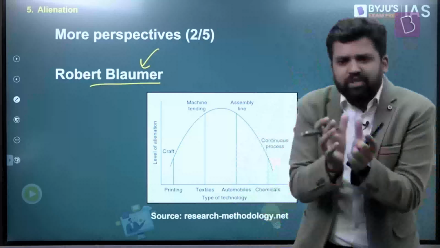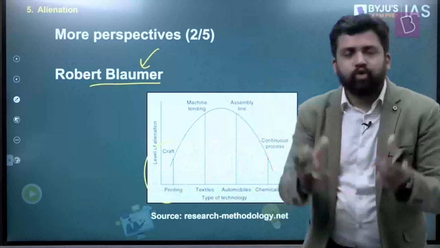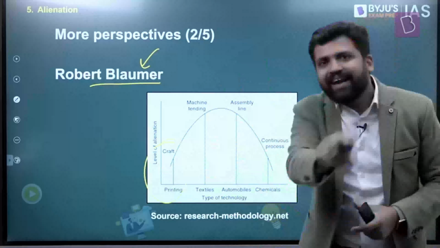In the past, when technology was less advanced, the alienation was less. For example, in the handicraft industry, you are creating everything on your own. You have complete control over things. You have complete ownership over things. At that time, alienation was less.